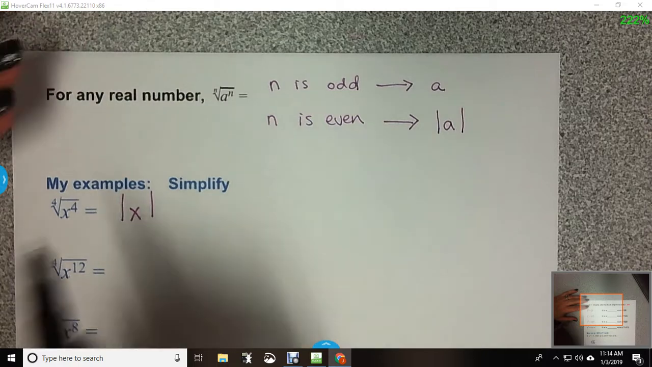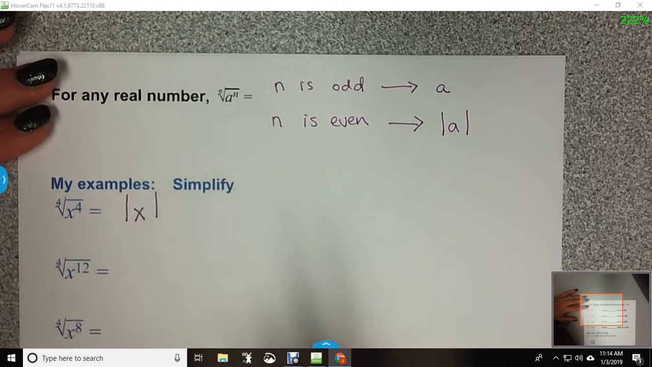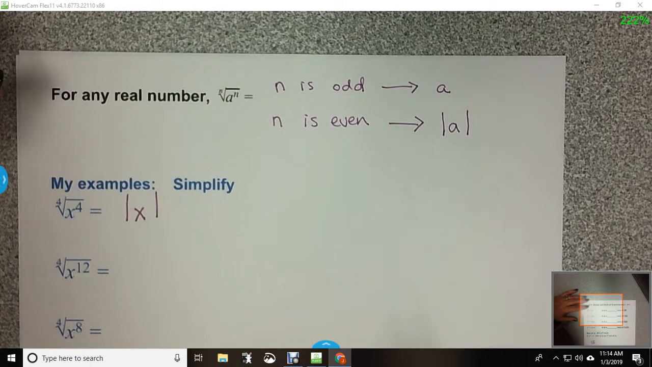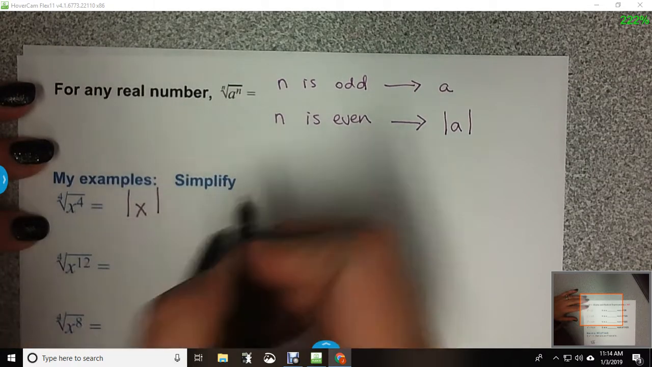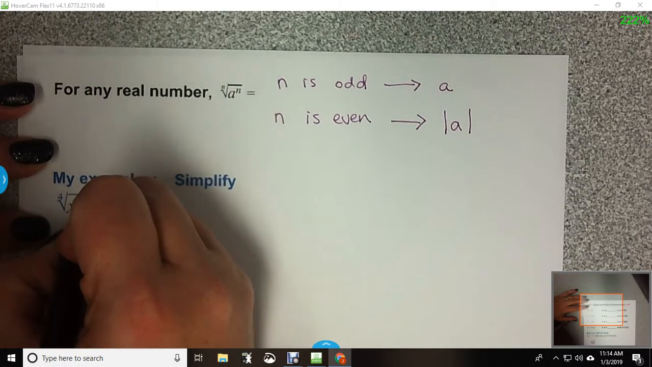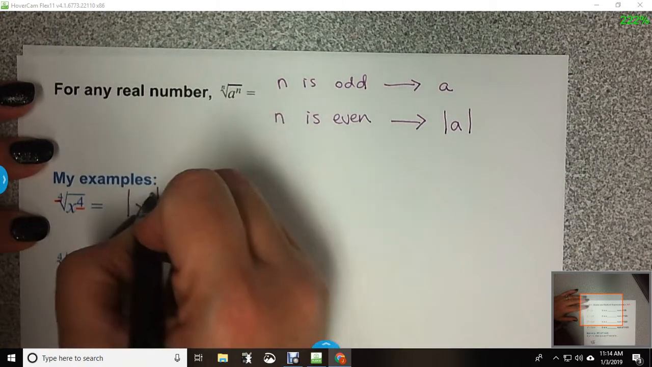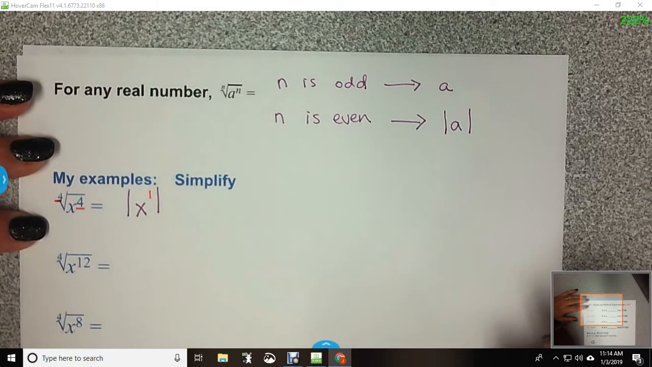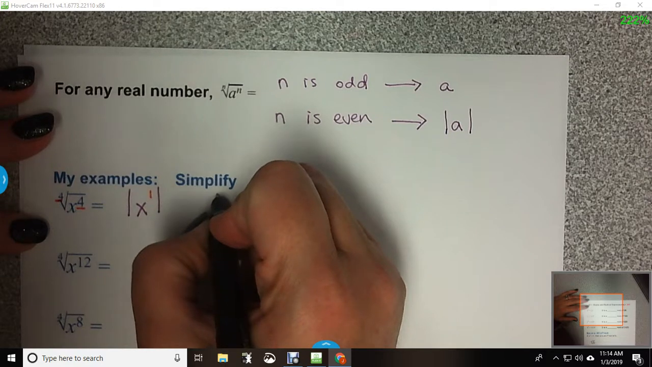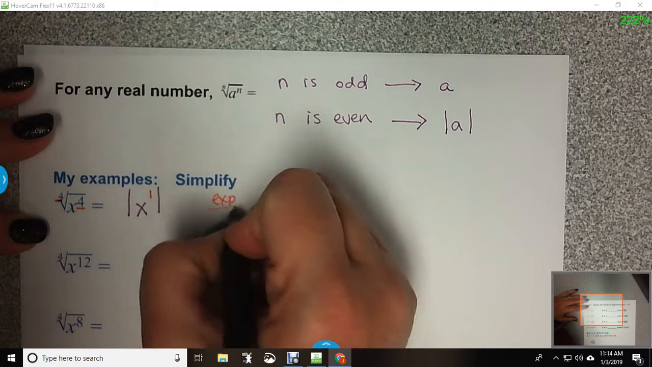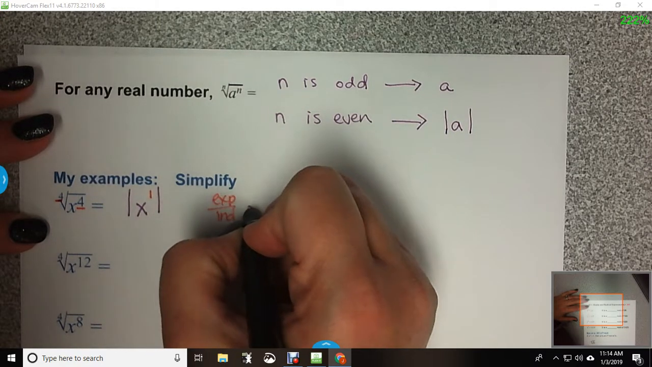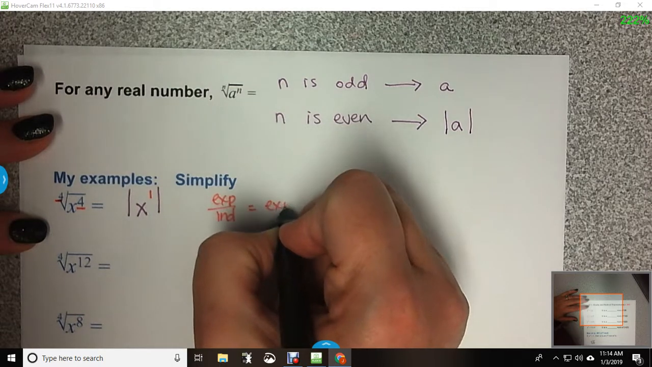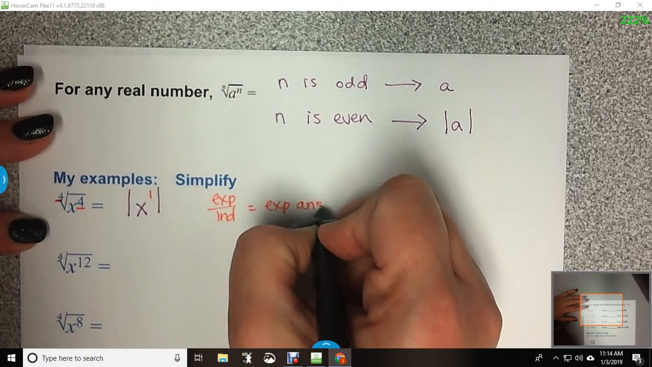So now, I want you to know where this x comes from. What is our shortcut for figuring out what it is? If you will take the exponent and divide it by the index, it will give you the exponent of the answer. Okay, so exponent divided by the index equals the exponent for the answer.